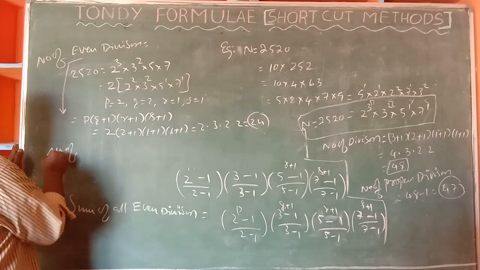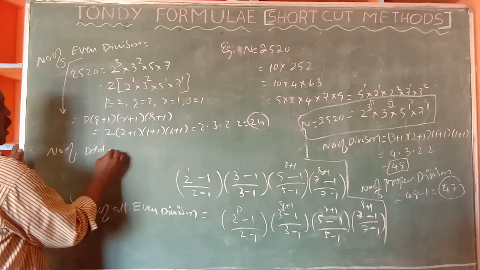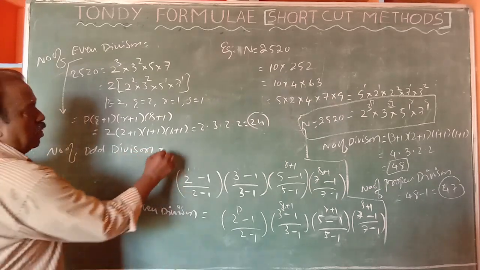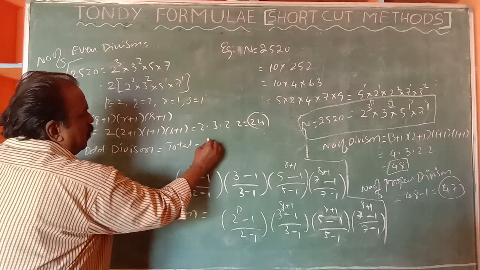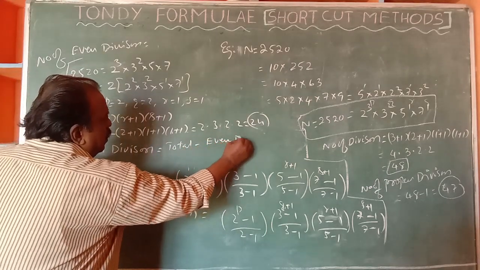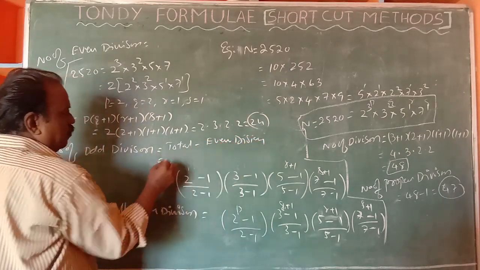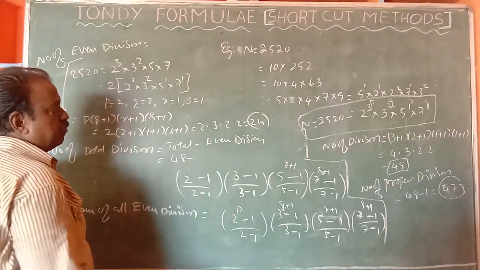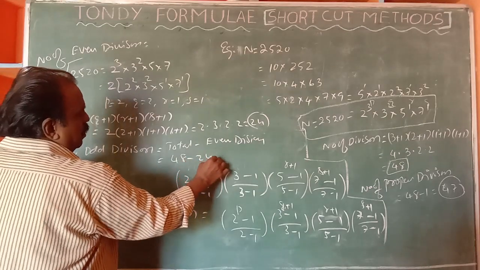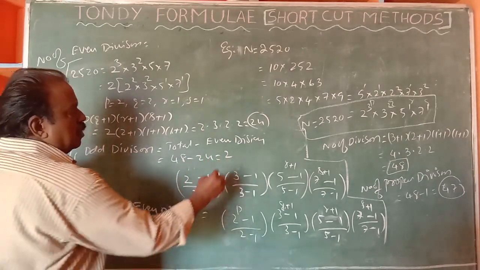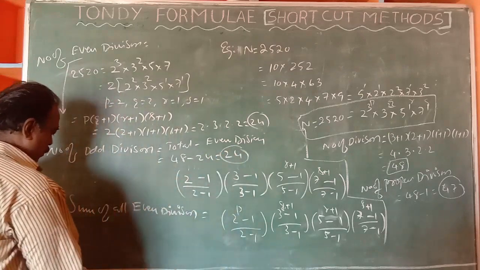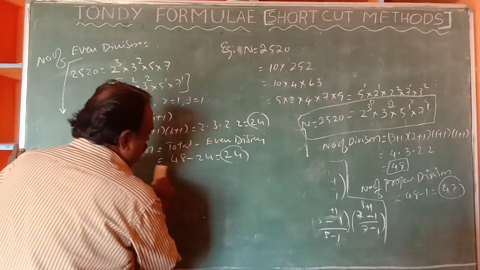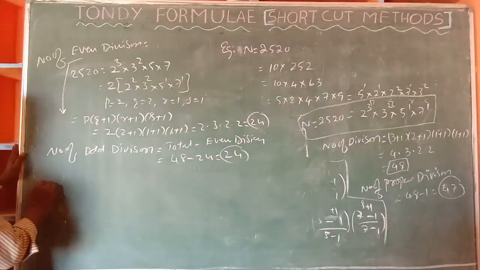Now, we need odd divisors. Number of odd divisors means total minus even divisors. We know it. Total is 48. Don't go to proper divisors. 48 minus 24 is again 24. Like this.